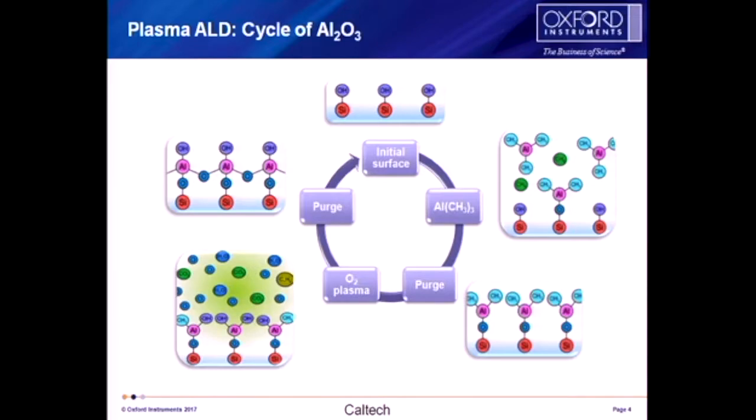Within this section here. So throughout the plasma step, which is usually an ICP power, we're also applying the RF bias.